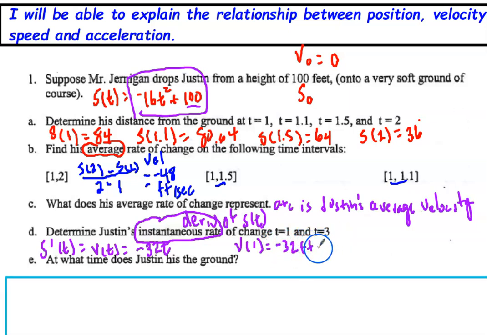That is his instant velocity, meaning that at 1 second, Justin is moving downward because of the negative. He's moving at exactly 32 feet per second. His velocity at 3 seconds would be v of 3, substituted into the velocity function, which would give me negative 96 feet per second, meaning he is still going downward, and he's moving at 96 feet per second.